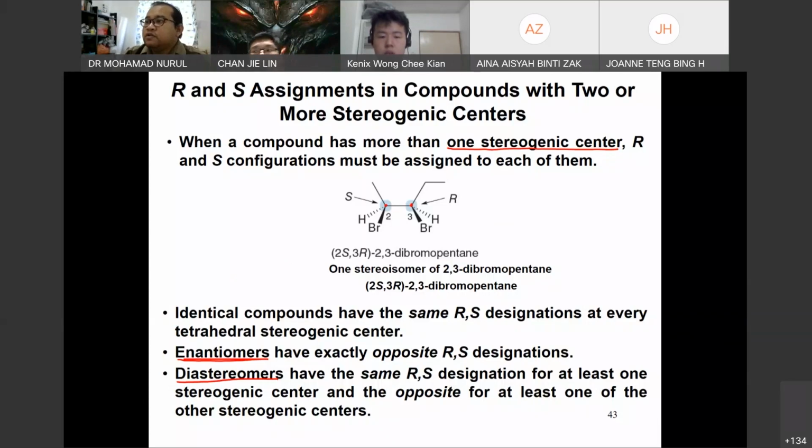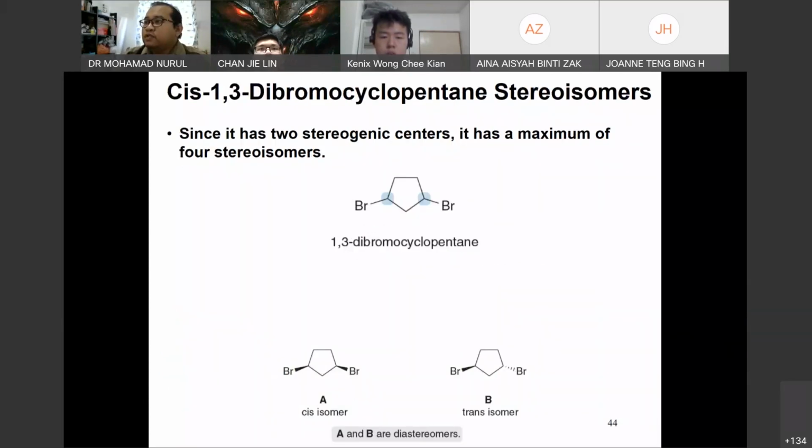So for the cis-1,3-dibromocyclopentane stereoisomers, since they have two stereogenic centers, here, if you don't want to make any confusion, just put hydrogens here, so you can easily find whether this one is a stereogenic center or not. They have two stereogenic centers, so 2 to the power of n becomes 4, and you have to draw all 4 stereoisomers.